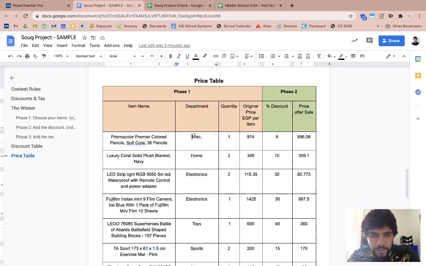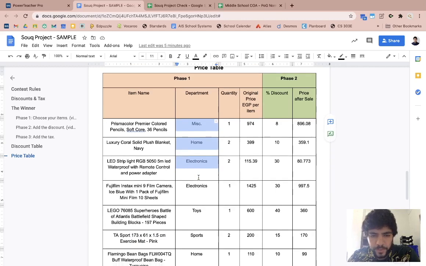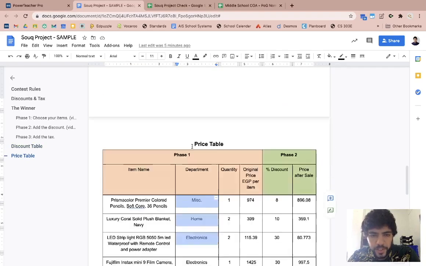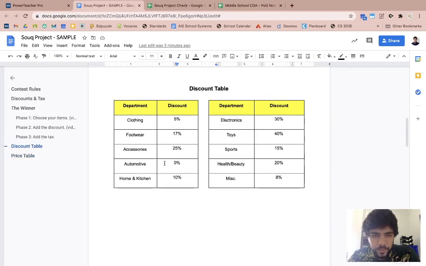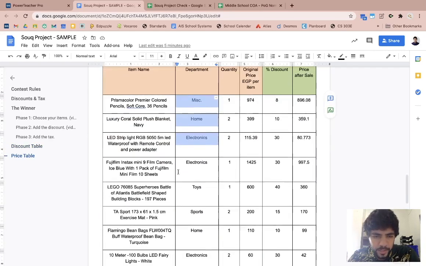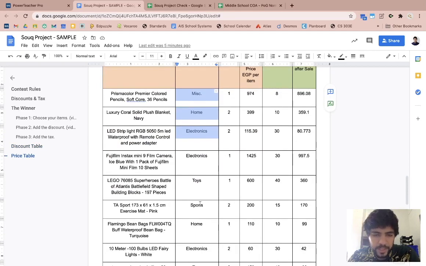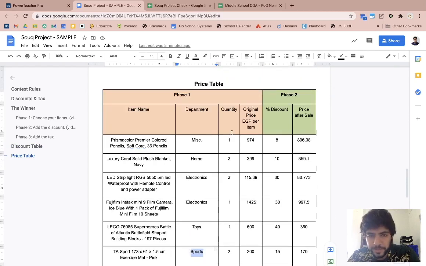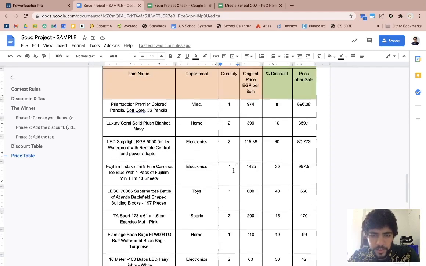Okay? Make sure all your departments are there and that the names match one of the names in the discount table. Okay, and make sure they make sense. If you're buying like an exercise mat, it should be in sports, not in electronics, for example. So make sure they make sense. In your quantities, please make sure you don't have any units. It's just a number, 1, 2, 1, as you can see here.